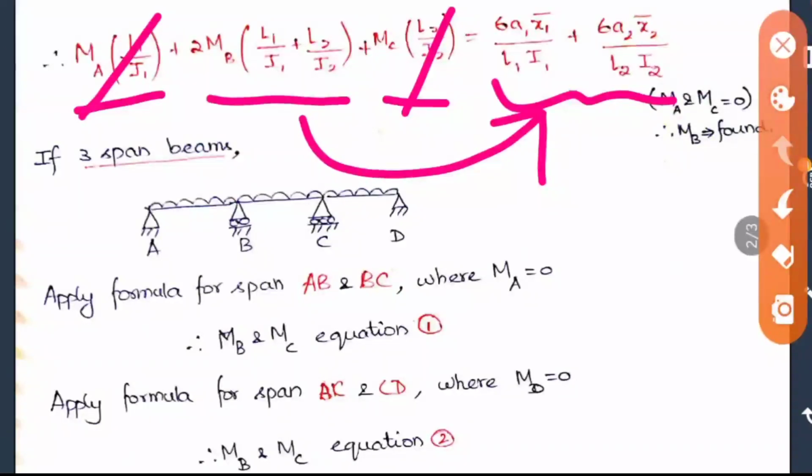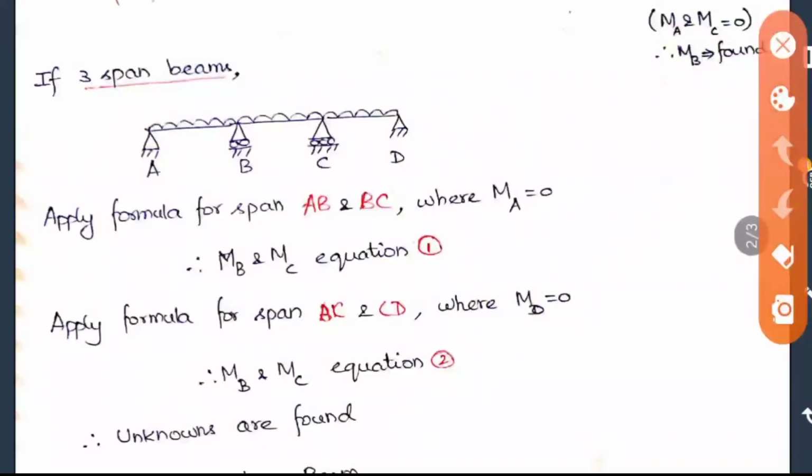The same thing now we are going to see for a three span beam. In the case of this three span beam, here I have taken A, B, C, D. First you consider this span alone, so just hide your CD part. The same procedure which we did before has to be applied here. So consider AB span and BC span. Here we know that the moment at A is equal to 0.